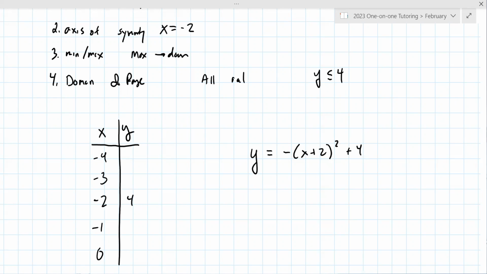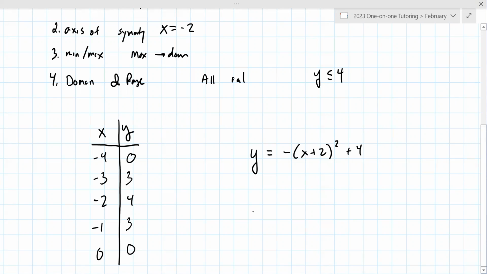I'm plugging in 0: 0 plus 2, 2 squared is 4, negative 4 plus 4, so 0. Plugging in -1: -1 plus 2 is 1, 1 squared is 1, negative 1 plus 4 is 3. So would it be 0, 3, 4, 3, 0? Sorry, give me the next one for -3. That is correct. And then by symmetry, it looks like that.